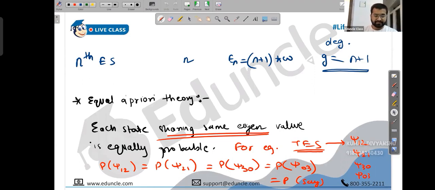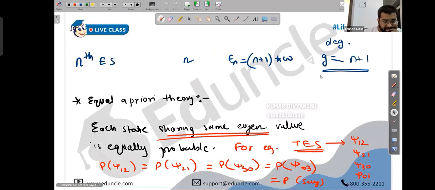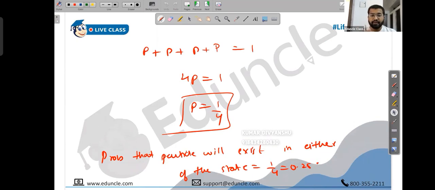Then, people, should I go to the next page? Probability that the particle will exist in either of the states in this example is 1 by 4 or 0.25. In the nth excited state, the probability is 1 by n plus 1. Perfect. Yes, the third excited state has 1 by 4 now, so you can call it 1 by n plus 1. So you all have learned how to generalize.